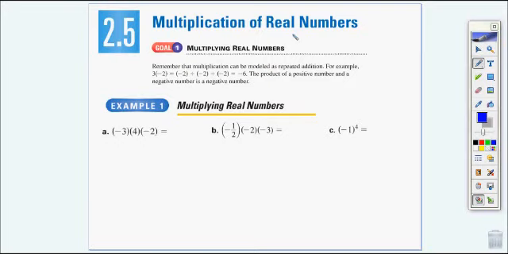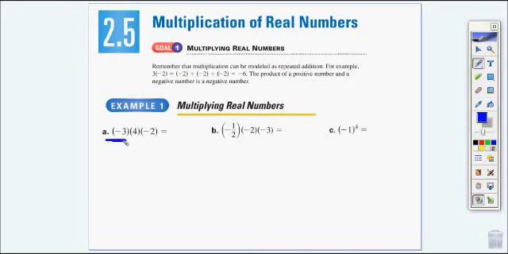Remember, you can use your concept notes when you're taking a test, so it's going to be very important to have those filled out. So we're going to multiply some real numbers, and remember that multiplication is a fancy way of saying repeated addition. So we're going to be applying those rules. Now when we're multiplying, we're going to follow the same little technique I did before.